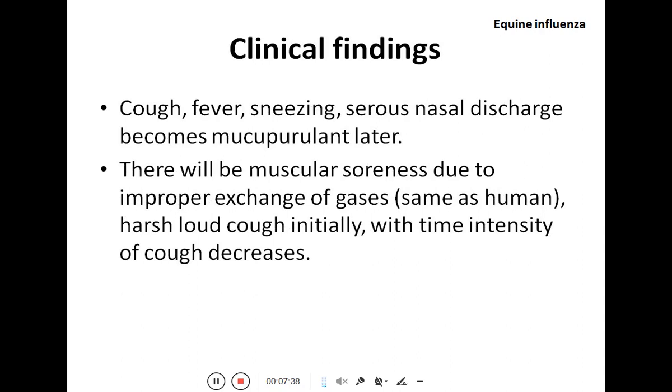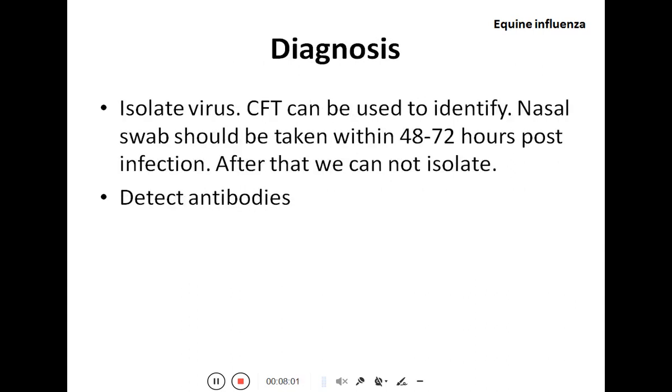In the clinical findings of equine influenza, we can find cough, fever, sneezing, and serous nasal discharge, which becomes mucopurulent later. There will be muscular soreness due to the improper exchange of gases, and a harsh, loud cough initially. With time, the intensity of the cough decreases.